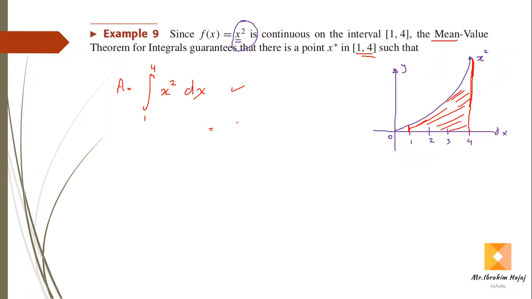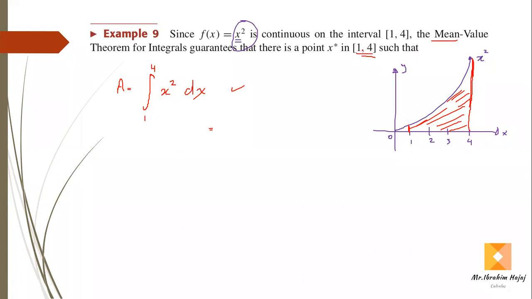We can find a value here between 1 and 4. I'll use the mean value theorem. How to find this value? It's easy to find: it's 1 over b minus a. It's b minus a, meaning 4 minus 1.